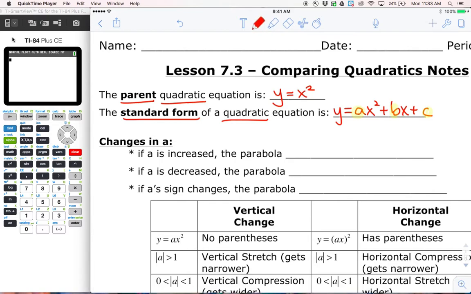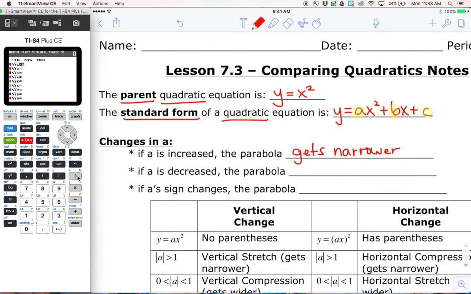So, if a is increased, right, if this number is increased, the parabola gets narrower. Let me just do a quick for instance on my calculator. If my original parent function is y equals x squared, but then I increase the a value, right? Right now a is 1x squared. If I make a bigger, like let's say 3x squared, okay, well then look at my graph. Here's my original x squared. Here's 3x squared. So we can see that it gets narrower, right?